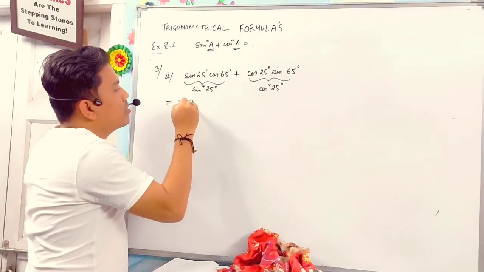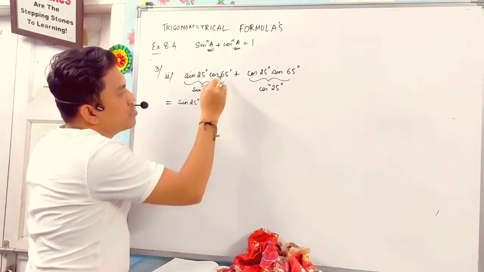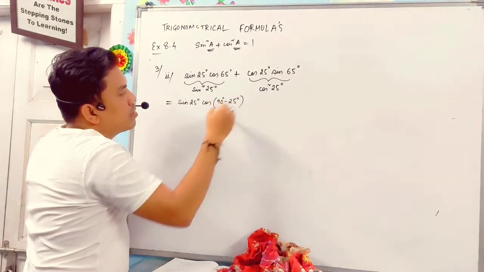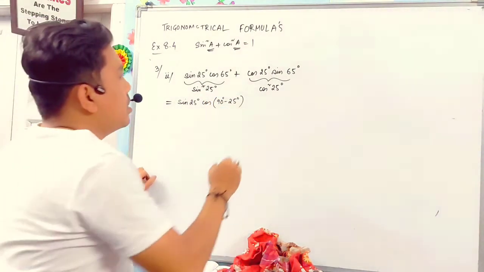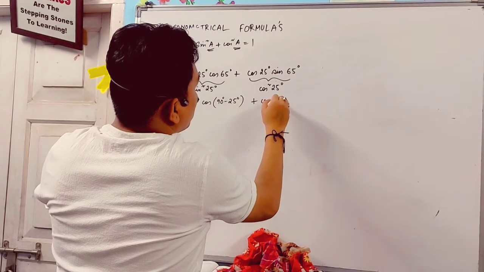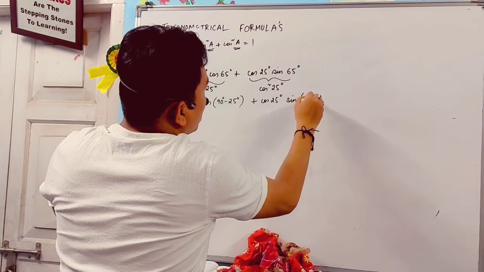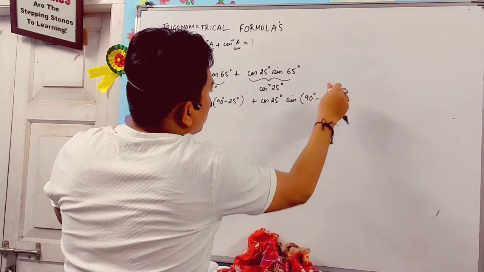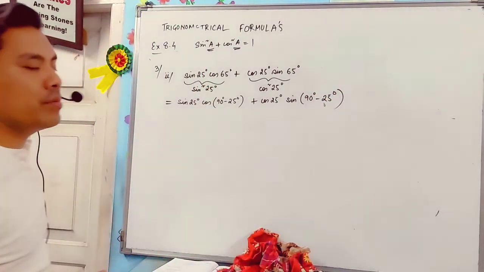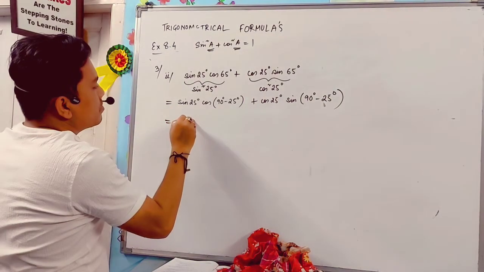We have to use the complementary formulas. So in place of 65 we can write 90 minus 25. Can we write? Yes. And here cos will remain the same. In place of 25 we will write 90 minus 25. Now you can see here, let this be the same, sine 25.